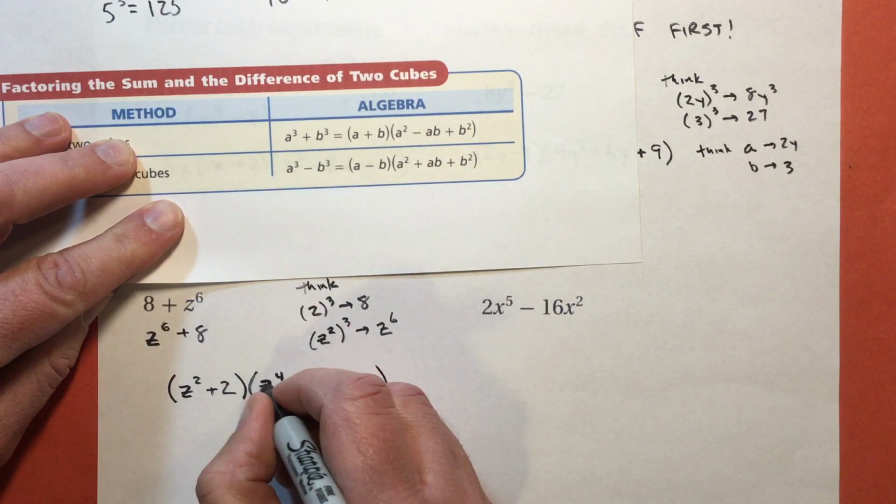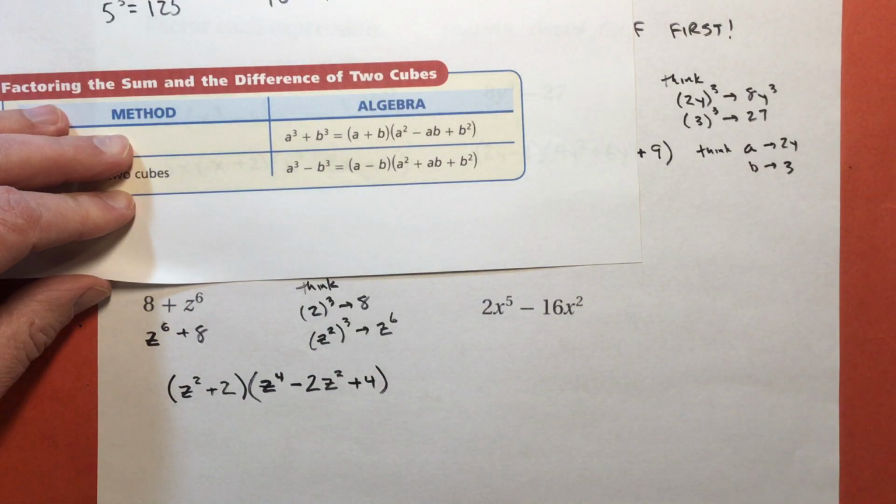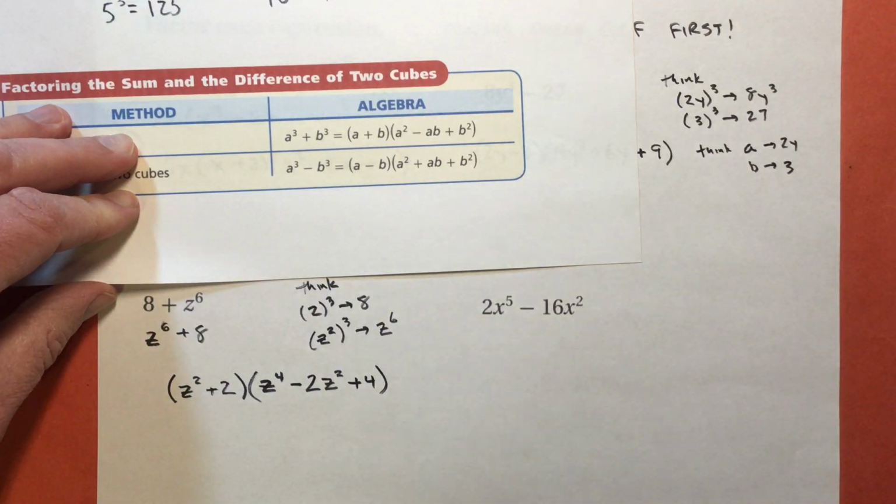And that's it. Kind of wish they hadn't used a z because my z's and 2's look the same, but eh, it's okay. All right, hopefully you guys can figure that out. If you don't like it, just use a different letter. It's fine.